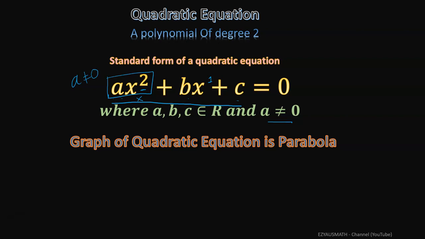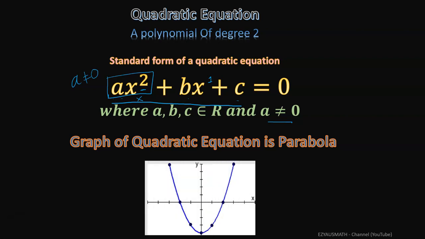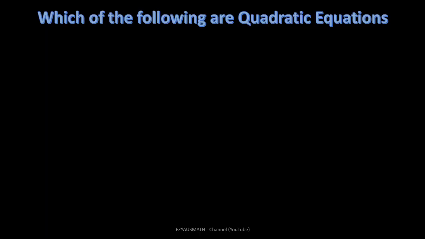Now how does the graph of the quadratic equation look like? So the graph of a quadratic equation represents a parabola. We will discuss graph in much detail in the next coming videos.